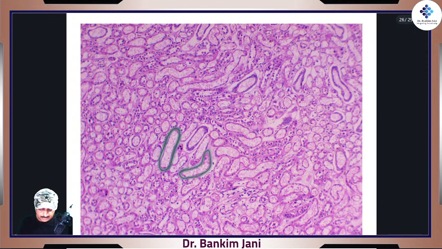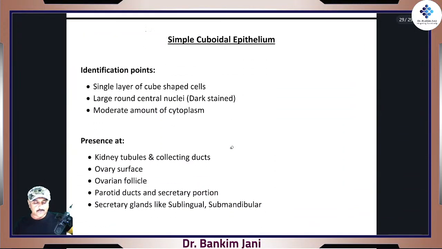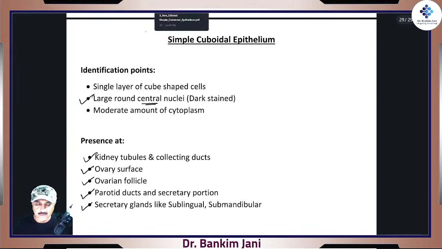So here it is. These are the collecting ducts. This one, this one. Large rounded, large round central nuclei, dark stain, that's what it means. Kidney tubules, collecting ducts, ovarian surface, we saw ovarian follicle, that was fantastic. Parotid ducts and secretory portion, and secretory glands like sublingual and submandibular. Sublingual and submandibular will look quite similar, so that's why I've just shown you sublingual. Submandibular will also look very similar. On to the third one.